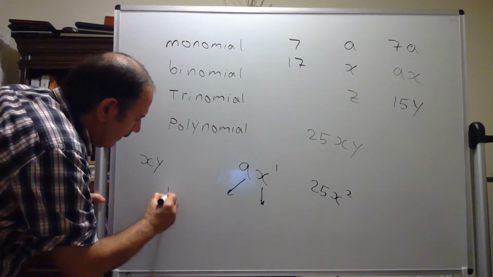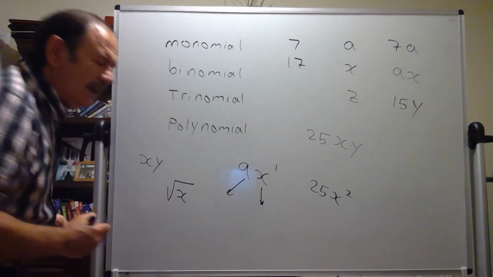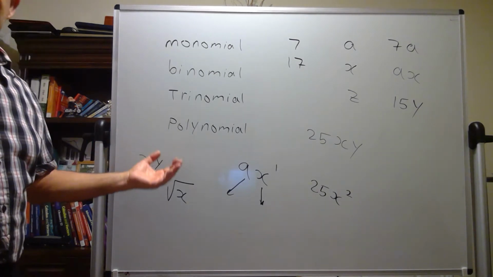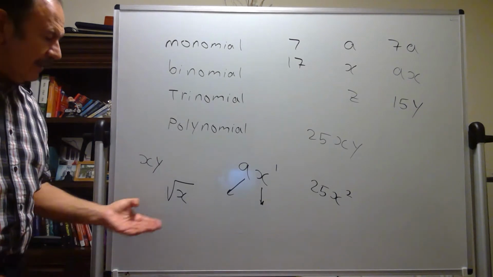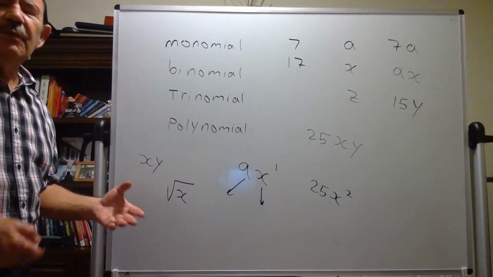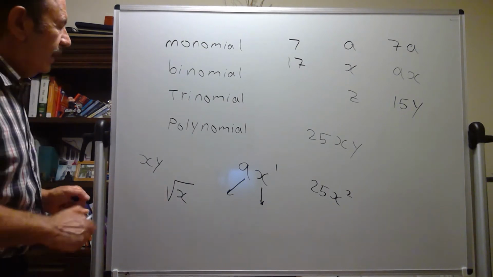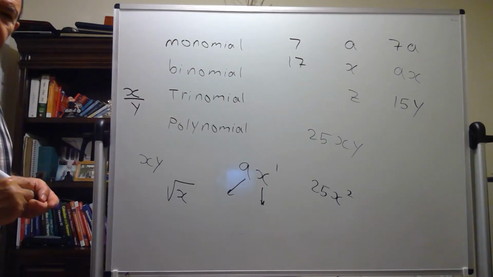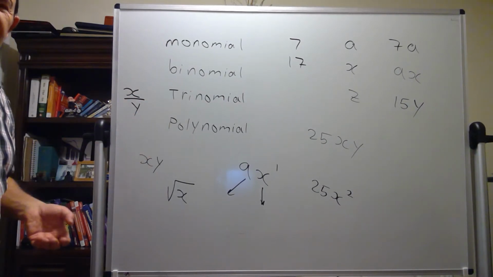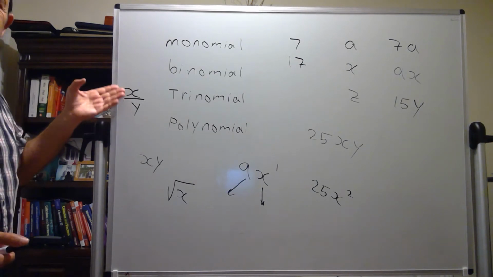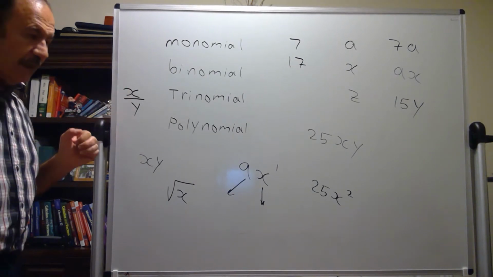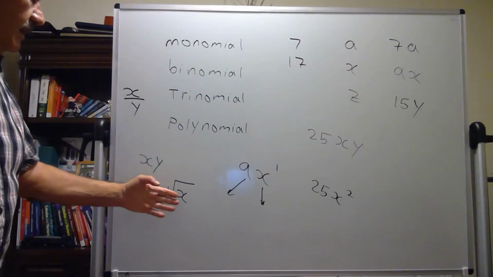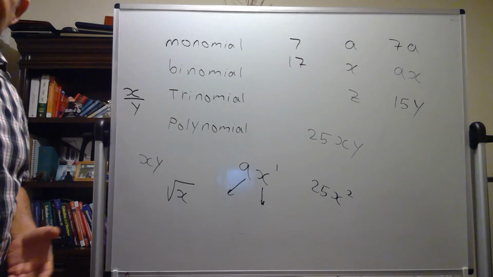Radical x is not a monomial, because monomial is a product of a number and variables. We cannot write radical x as a product of variables. Or x over y is not a monomial, because monomial is a product of variables, but this one is a division of the variables or quotient of variables. So remember, these ones are monomial, but radical x, x over y, or this type of thing are not monomial.